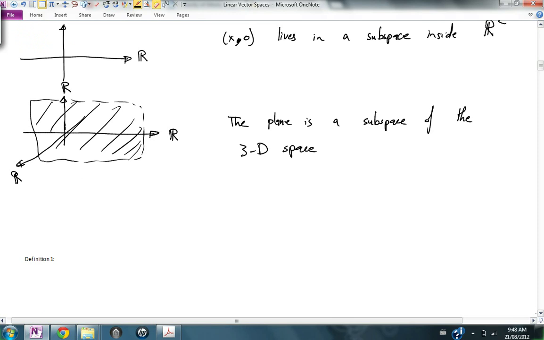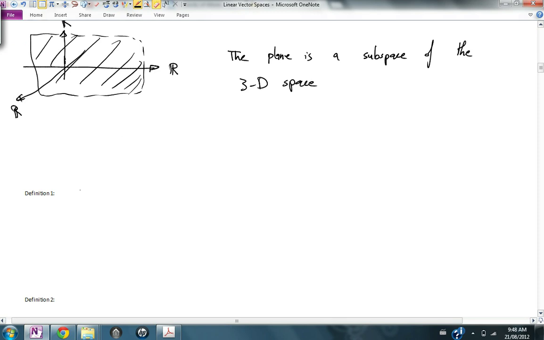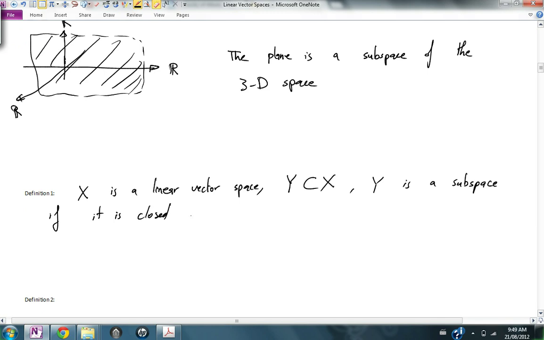So what is the definition? How can I define a subspace? To define it, I'm going to give you two definitions. The first one is if x is a linear vector space, if y is a subset of x, y is a subspace if it is closed under addition and multiplication by a scalar.